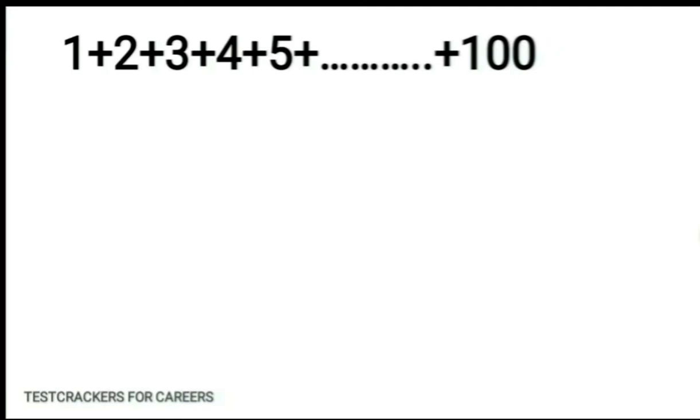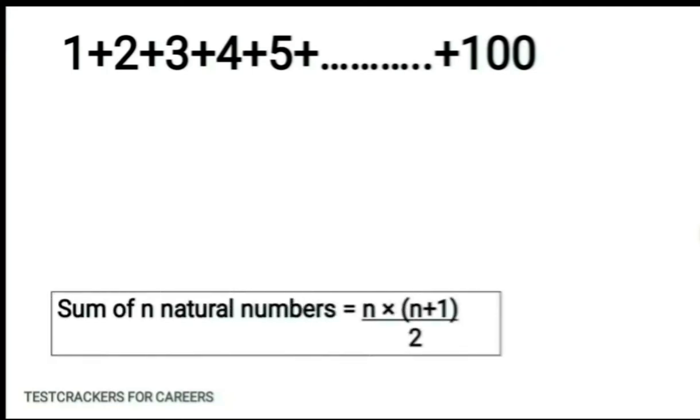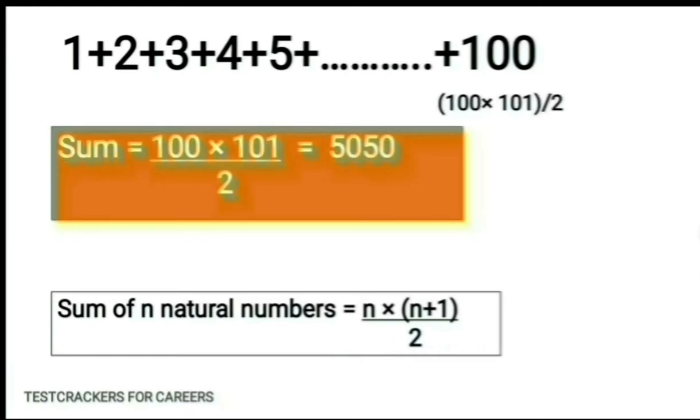Let's find the sum of n natural numbers where n is equal to 100. Here n is equal to 100 and n plus 1 is 101. The sum of natural numbers where n is equal to 100 is given by 100 into 101 divided by 2, which is equal to 5050.